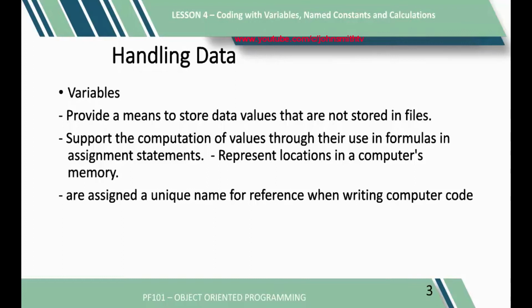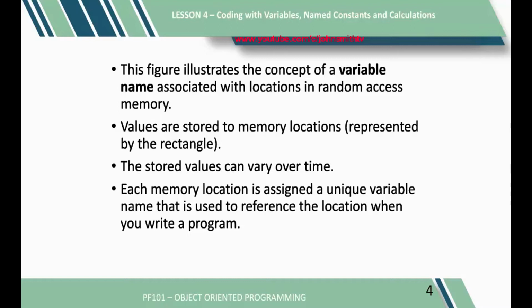Variables provide a means to store data values that are not stored in files. They support the computation of values through their use in formulas in assignment statements. They represent locations in a computer's memory, and are assigned a unique name for reference when writing computer code. The figure in the next slide illustrates the concept of a variable name associated with locations in random access memory, wherein values are stored to memory locations, represented by the rectangle. The stored values can vary over time.